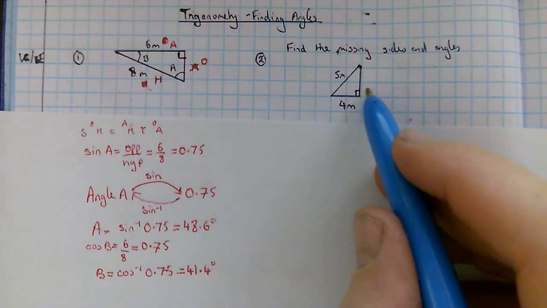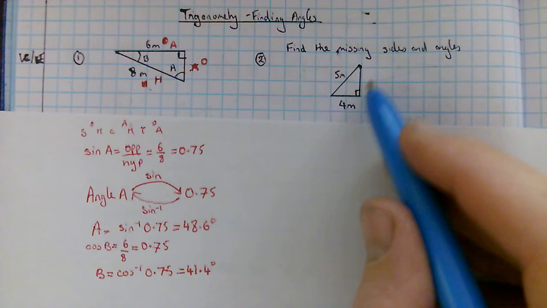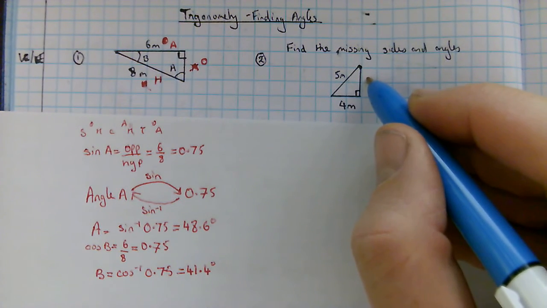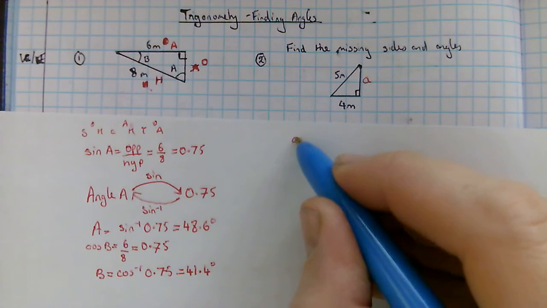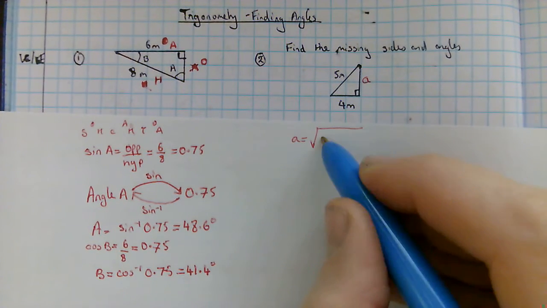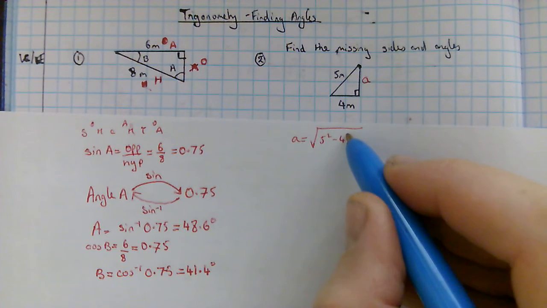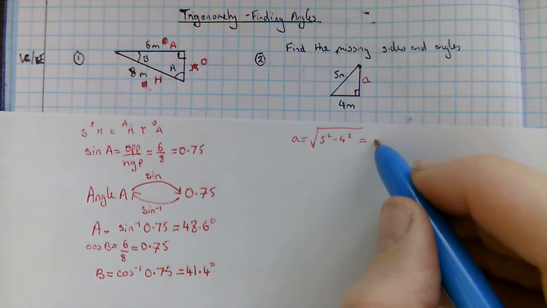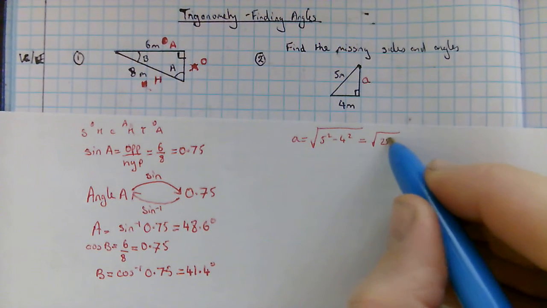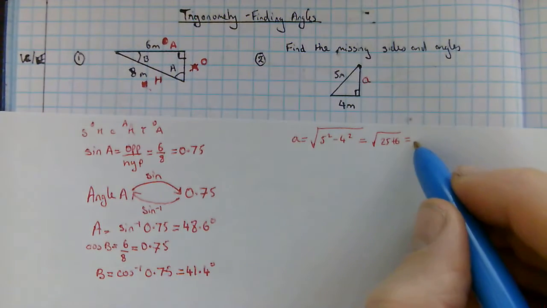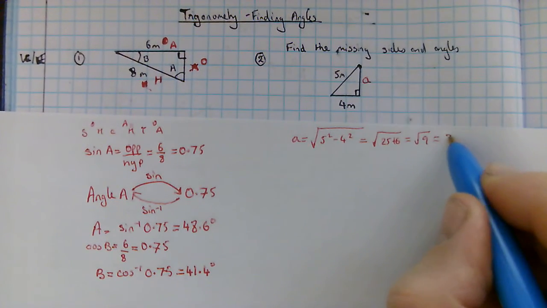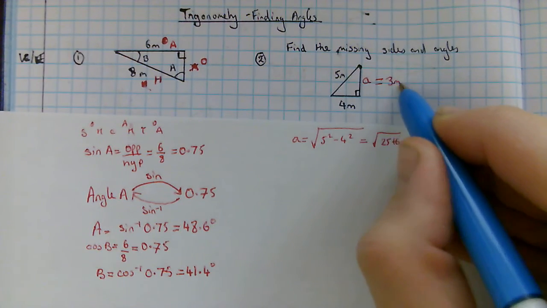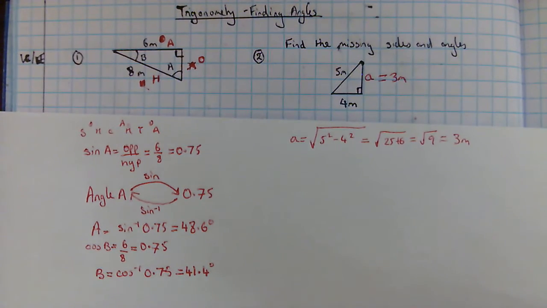So here, looking at Pythagoras, I'm going to be finding one of the shorter sides. So let's call this side A, and we're going to be able to say that A equals the square root of 5 squared take away 4 squared. 5 squared is 25, take away 4 squared is 16. Square root of 25 take away 16, which is the square root of 9, which is 3 meters. So I found that that is equal to 3 meters. Let's have a look at finding my angle.